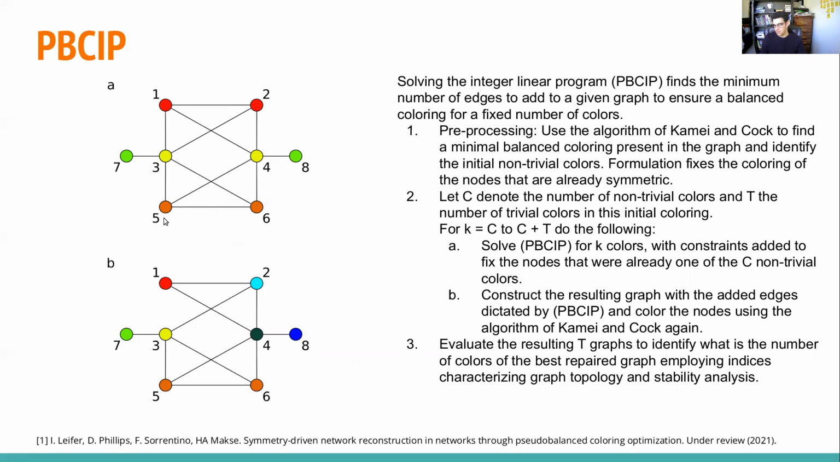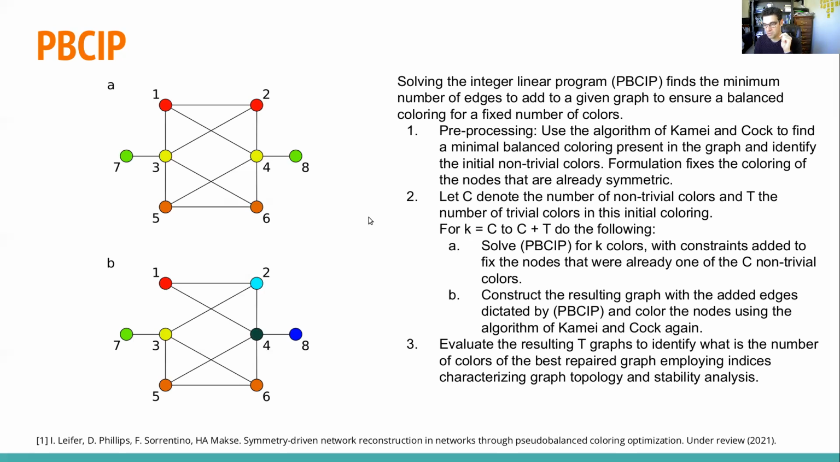Well, we propose a method called pseudo-balanced coloring. We developed an integer program that can find the number of edges that need to be added to a graph. We give it a graph and a number of colors, and it repairs the graph to this number of colors by adding the minimal number of edges. So what is the minimal number of edges that needs to be added to this graph to repair it to the given number of colors?